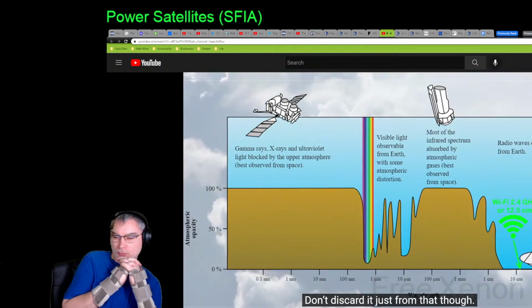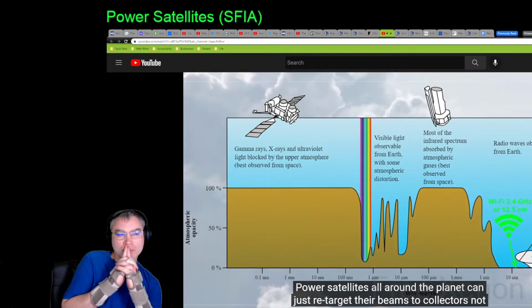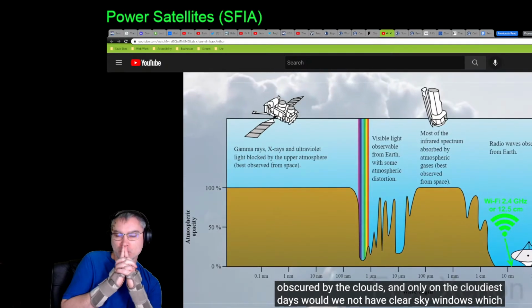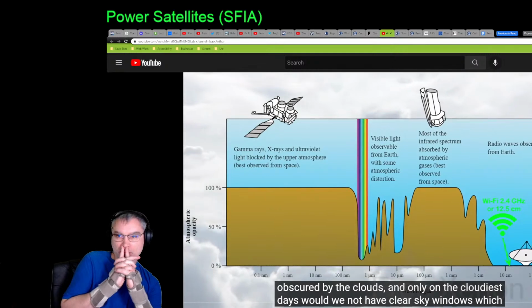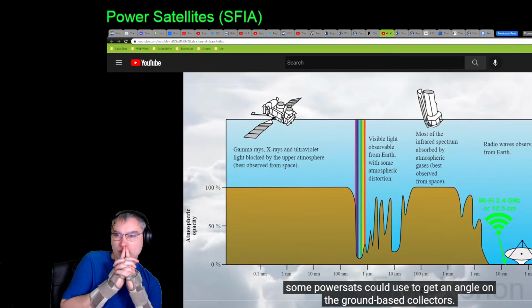Don't discard it just from that, though. Power satellites all around the planet can just retarget their beams to collectors not obscured by the clouds, and only on the cloudiest days will we not have clear sky windows which some power sats could use to get an angle on the ground-based collectors.